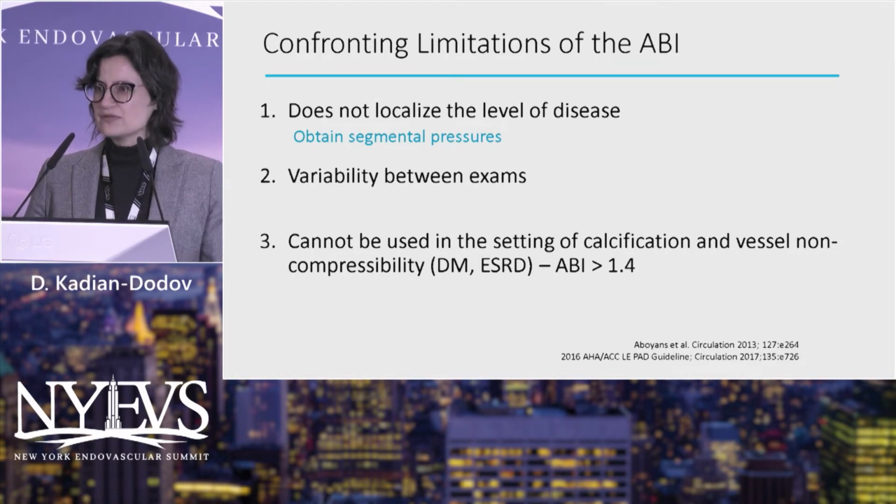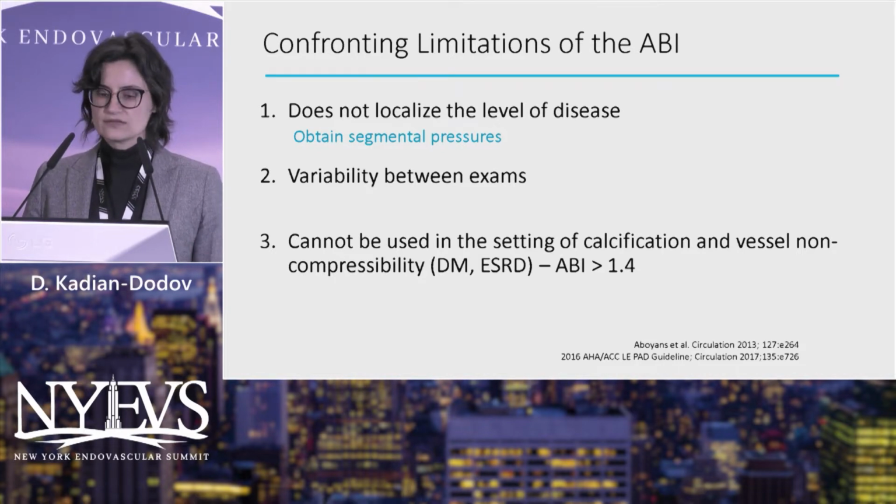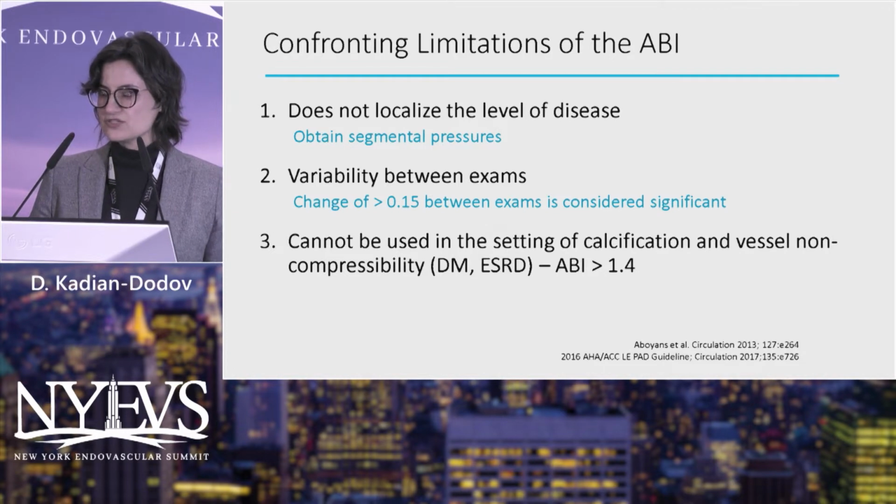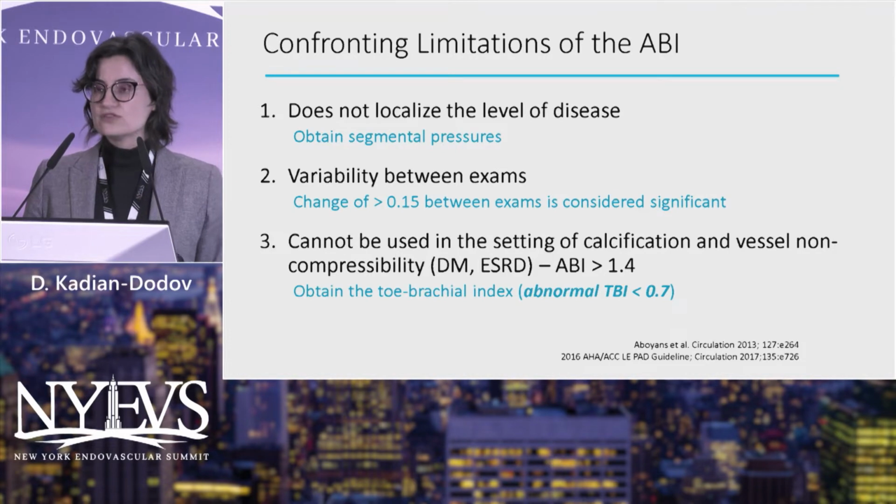Two, what about variability between exams? What's within the error? You're looking for a change of more than 0.15 between exams to say that there's been a real improvement or worsening of disease. Now, what about calcification and vessel non-compressibility, especially important for our diabetics and end-stage renal disease patients, when the ABI is greater than 1.4? Well, we can use the toe brachial index. An abnormal toe brachial index is less than 0.7.